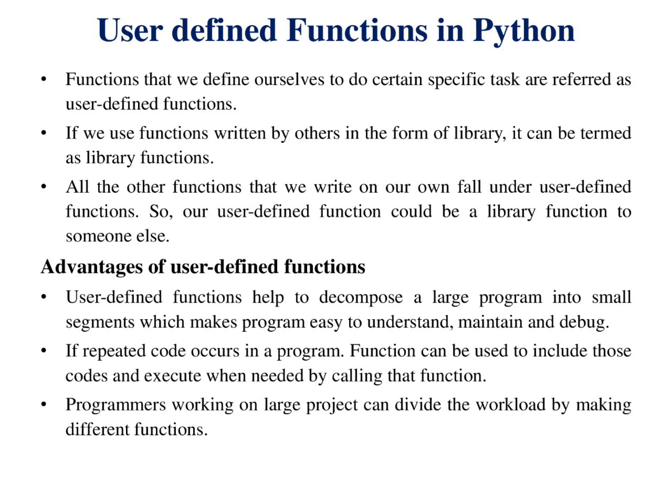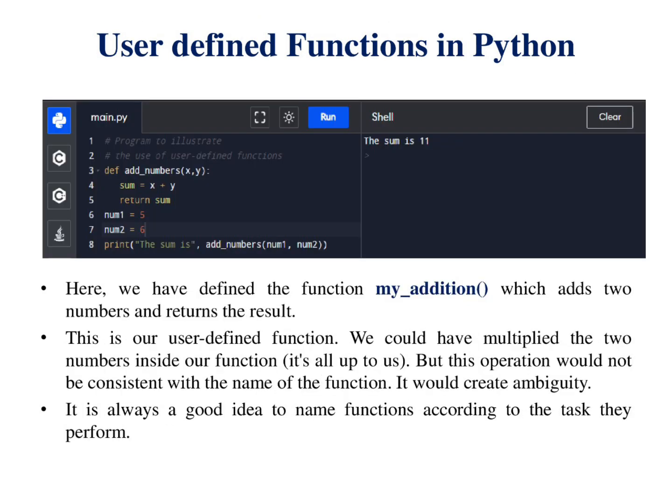Let us see an example. Let me go into a program to illustrate. def add_numbers(x, y): sum is equal to x plus y. Return sum. Number 1 is equal to 5. Number 2 is equal to 6. Print the sum is, with the addition of two numbers. Here we have defined the function, my addition function, which adds two numbers and returns the result. This is our user-defined function.